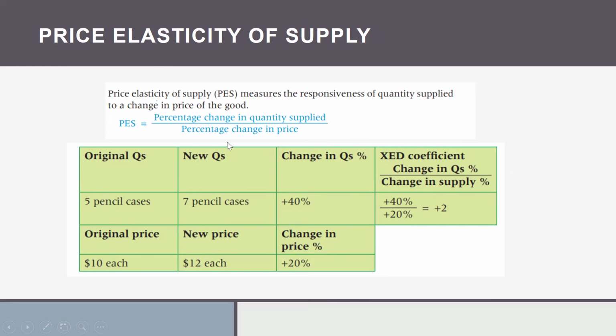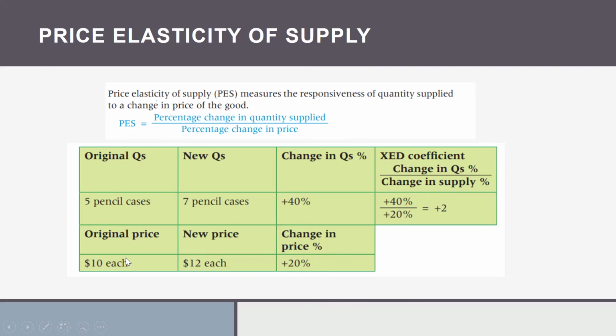So it used to be 5 pencil cases, now it's 7 pencil cases. How much did it change by? Positive 2. So it'll be positive 2 over the original amount, which is how much? 5. 5 multiplied by 100, and that's how we get the 40%.